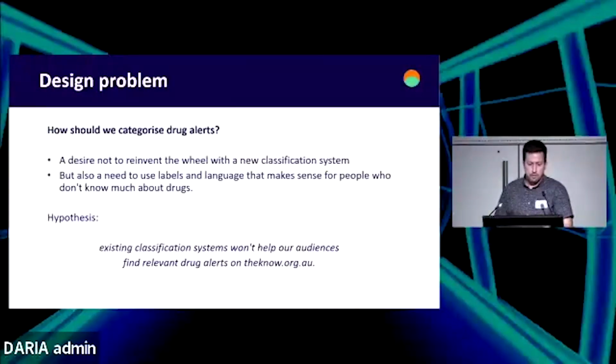We knew we wanted not to reinvent the wheel with a new classification system, but we also wanted to use labels and language that made sense for people who maybe don't have a high level of drug literacy. And we had a feeling that existing classification systems might not be helpful for our audiences to find relevant drug alerts on theknow.org.au. And the other thing to remember is that we're not necessarily trying to come up with an all-encompassing classification system. We're just trying to come up with a set of categories that helps people find the content that we have, which is still a limited set of drug alerts, but growing.